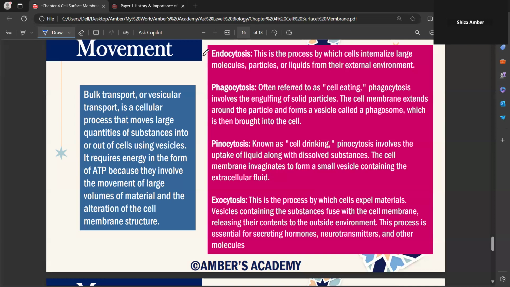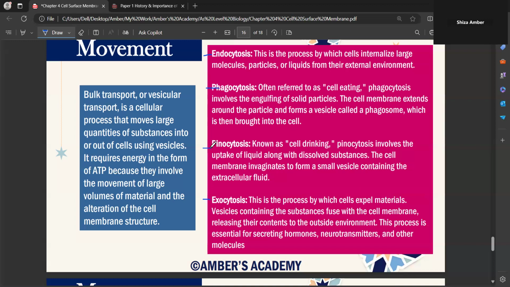So when we talk about bulk transport, we need to know that it is of two types. Number one, endocytosis, and number two, exocytosis. Endo means inside. So endocytosis is a process by which cells internalize large molecules, particles, or liquid from their external environment. Endocytosis is of two further types, phagocytosis and pinocytosis. There's just a minor difference between both. Remember that in endocytosis, large substances are moving inside the cell.